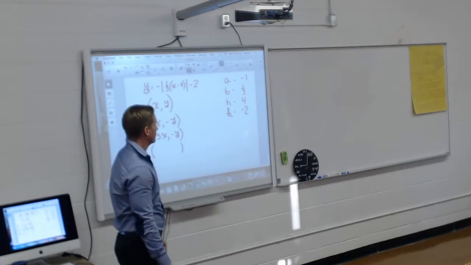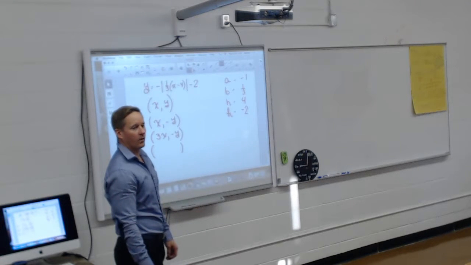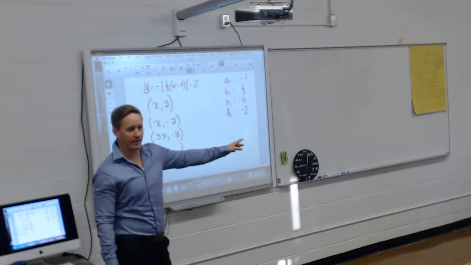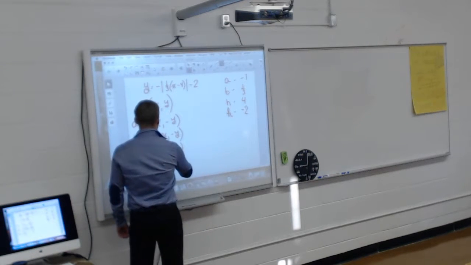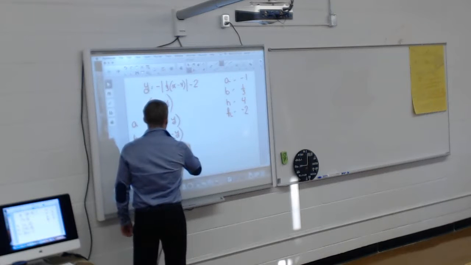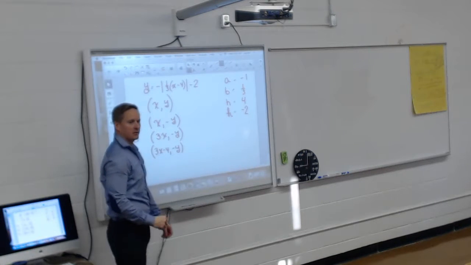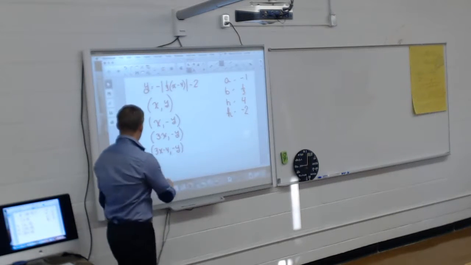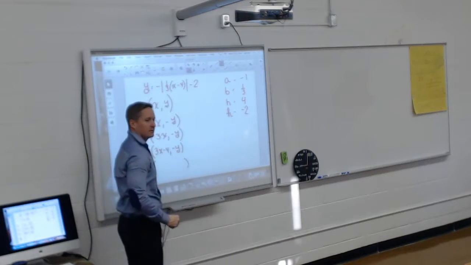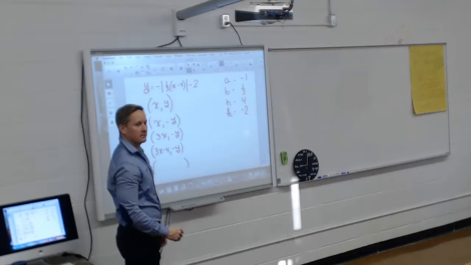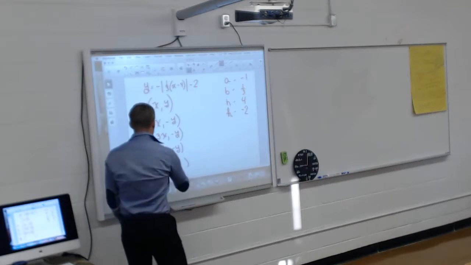Moves the vertex 4 to the right. Okay, so or any coordinate for that matter, right? Okay, 4 to the right, so that's 3x minus 4, negative y. So far, so good. Okay, and K, moves it 2 down. 2 down.